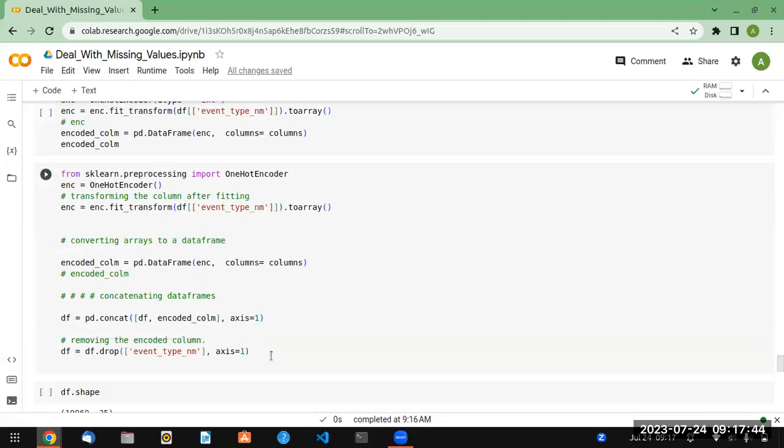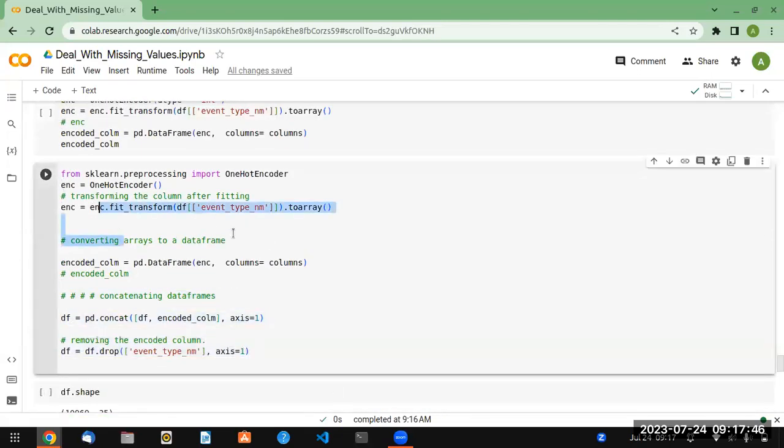Any query here? But in the background, this is what is happening. This is what is happening in the background.